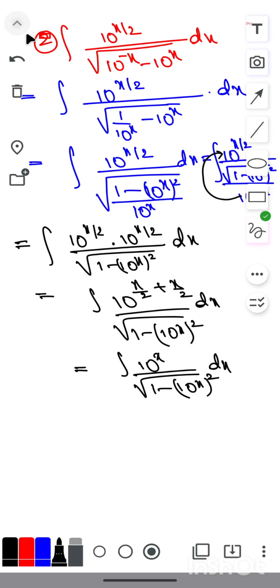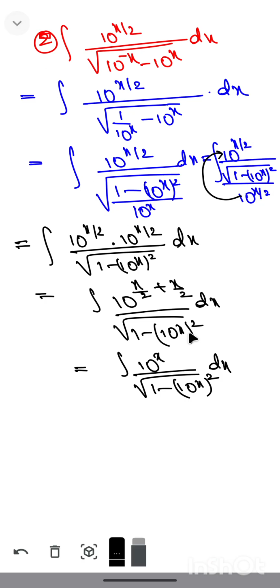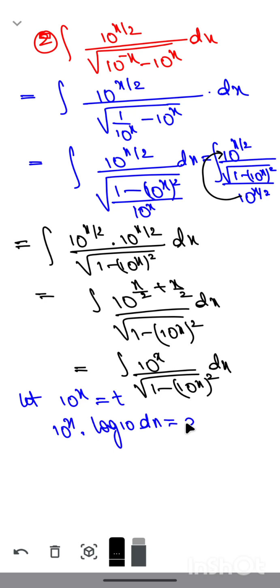Now in this particular step we can use the method of substitution. So what is the composite function here? Square root of 1 minus 10 to the power x the whole square is to be considered as a composite function, so the inner function is to be considered as the substituting variable. Assume 10 to the power x is equal to t. Differentiate LHS with respect to x and RHS with respect to t. This is in the form of a power x formula. Differentiation of a power x is a power x into log a, so 10 power x into log 10 into dx is equal to dt.